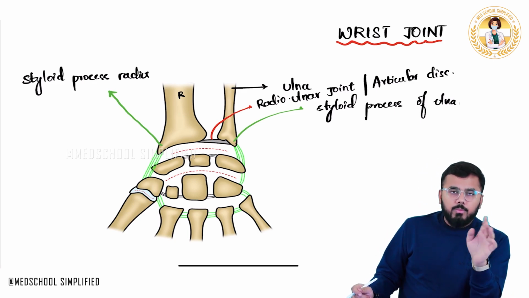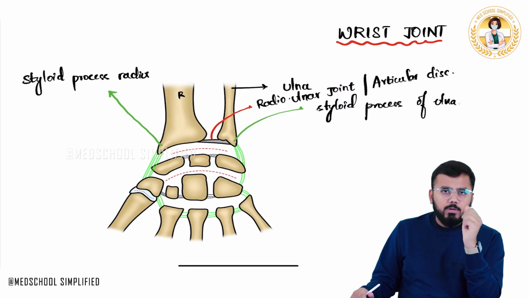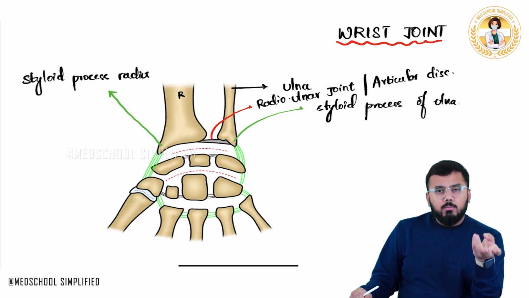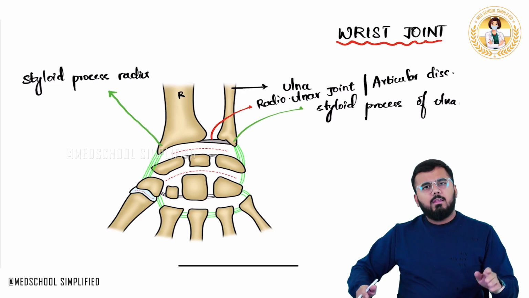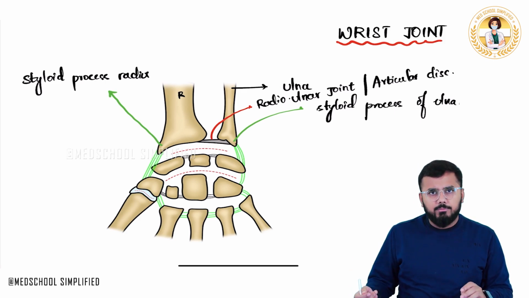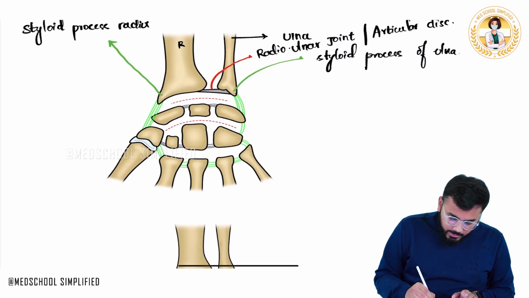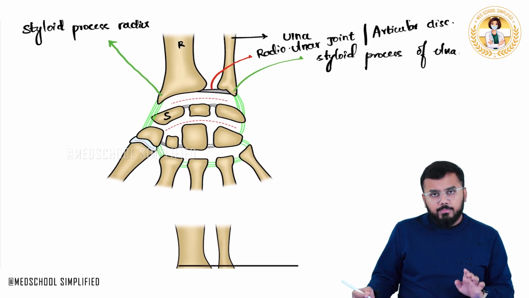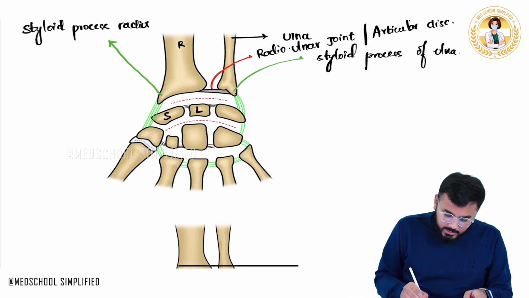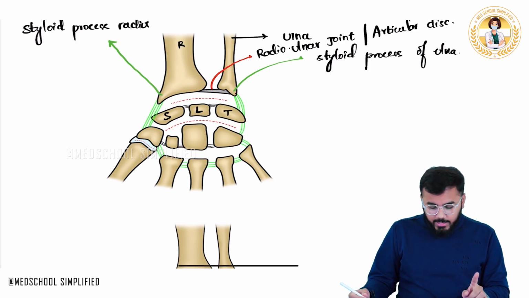All of you know how to remember the carpal bones, because I have already told you about them and discussed all the important things, and I even gave a mnemonic for how to remember them. So I'm just writing down these carpal bones here. S stands for scaphoid, L stands for lunate, T stands for triquetrum.